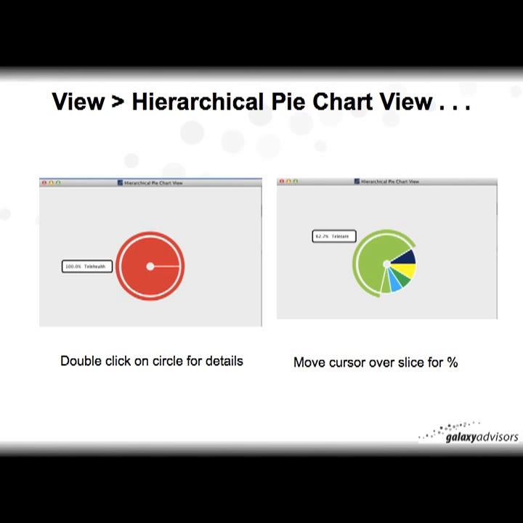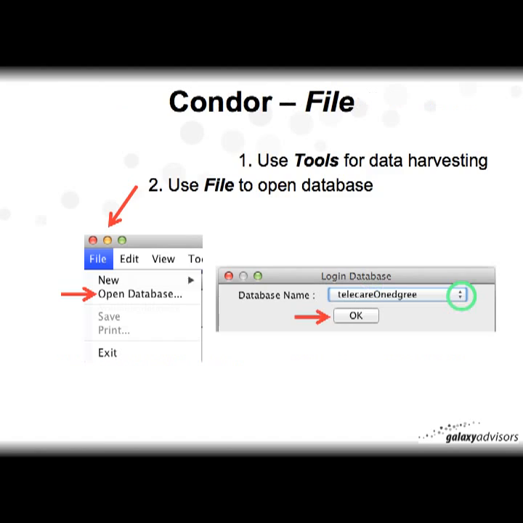Then it's going to break out that hierarchical pie chart into the subcategories and tell you the percent of the number of terms that are in that. If you move your cursor over a slice, you'll see the percent. If you click on it, it'll highlight that.